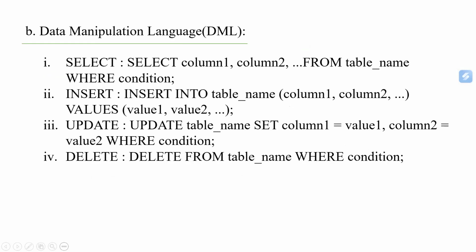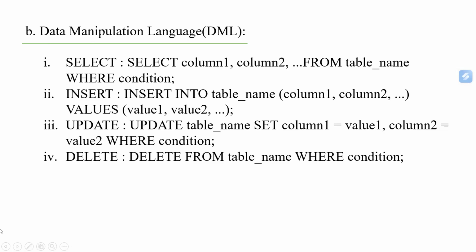Now let us look into data manipulation language, which is DML. It also consists of four different types of commands. They are select, insert, update, and delete. The select command is used to display the table using the condition. The syntax is select column 1, column 2, and so on from table name where condition. For example, if we want to display the entire table, then we use star, like select star from table name where condition.